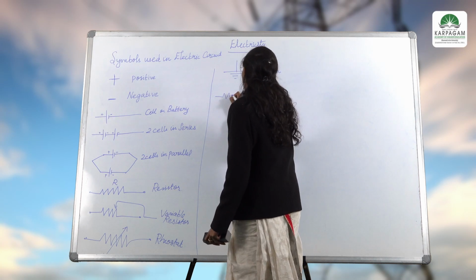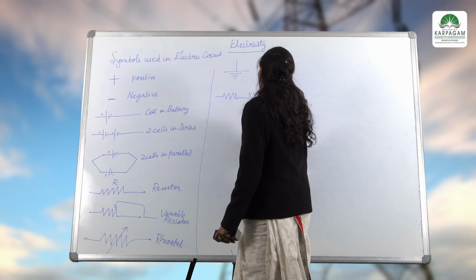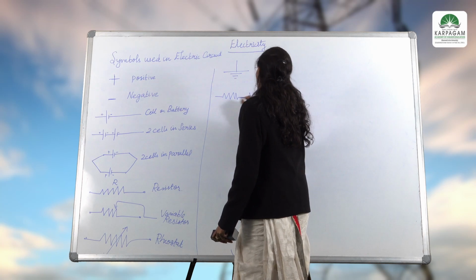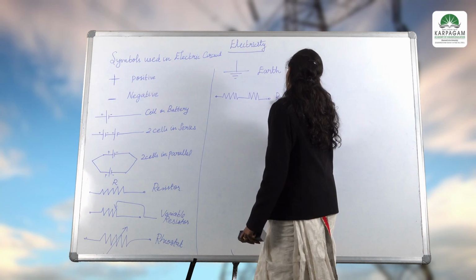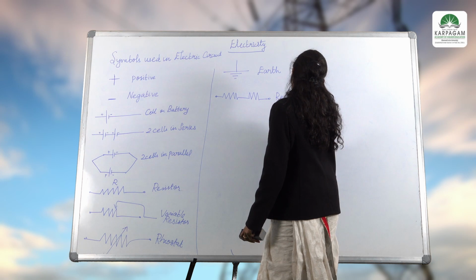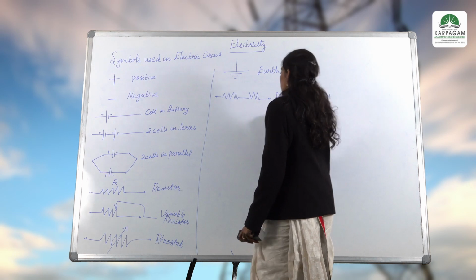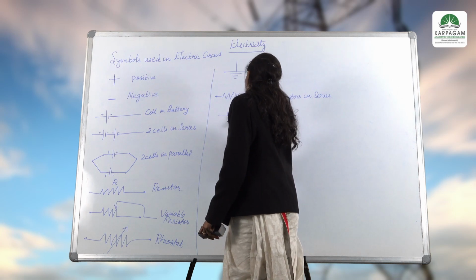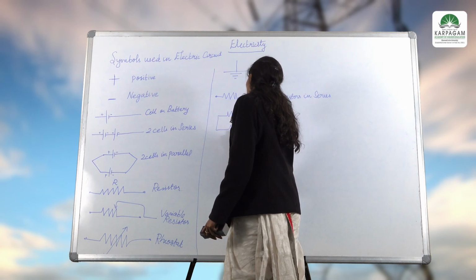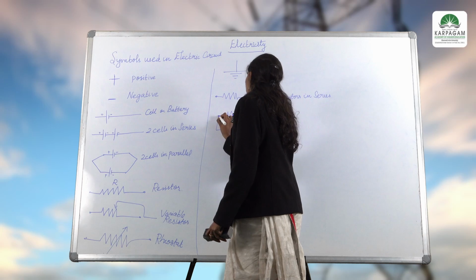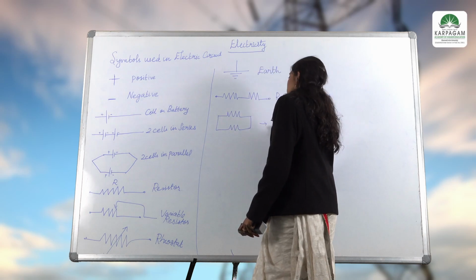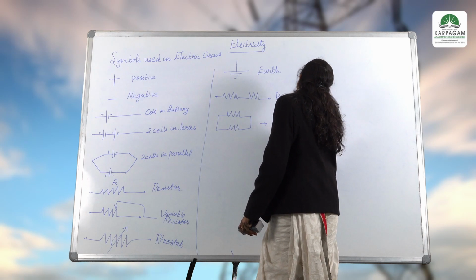And how will we connect the resistors in series? They are connected closely to each other. We call it resistors in series. And this is how two resistors will be connected in parallel. This is for resistors in parallel.